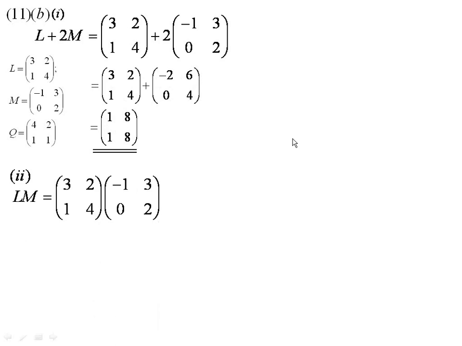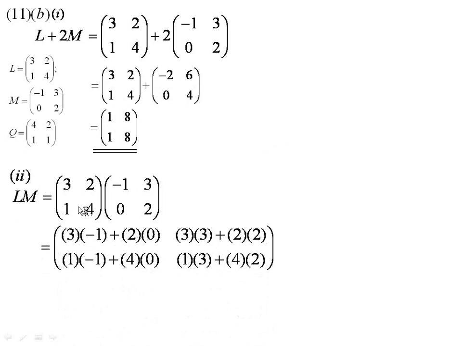The product is a little bit more sophisticated. We need to find the product of those 2 matrices. So we go row by column, row by column, and row by column. So we say 3 times -1 plus 2 times 0. There, 3 times -1, 2 times 0. The upper with the left, the answer goes to the upper left. So 3, -1, 2, 0. Then the upper with the right, the answer goes to the upper right. So 3 times 3, 2 times 2.